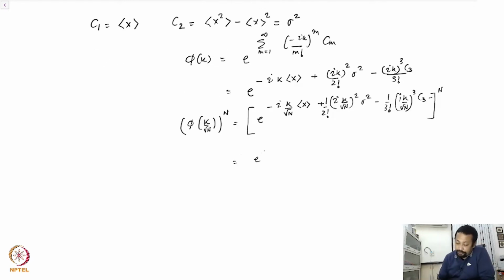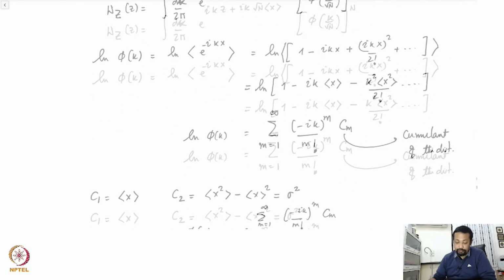So if I carefully do this, this becomes minus ik square root n average x minus half k square sigma square. This becomes n independent. Then minus 1/6, this is i, right, k cube, so this becomes i cube, i square is minus 1, so this becomes plus, and I have n to the power 3 half, which I am raising to the power n, becomes 1 over square root n c3, plus higher order terms.